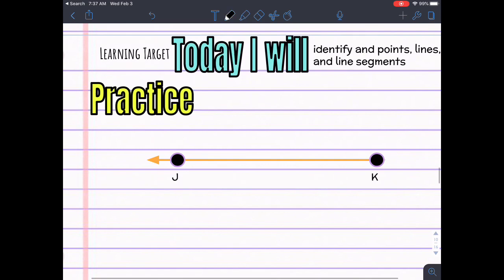Ray. I know it's a ray because it has one endpoint and then it goes on. I need to look at my letters. I have J and K. I write J and K, and then I need to draw my ray. Now, my arrow is down by J, and K is my endpoint. So I put my endpoint by K and draw my arrow.